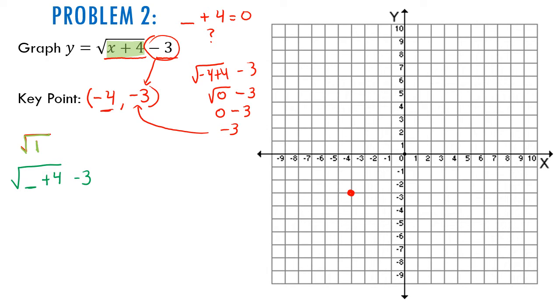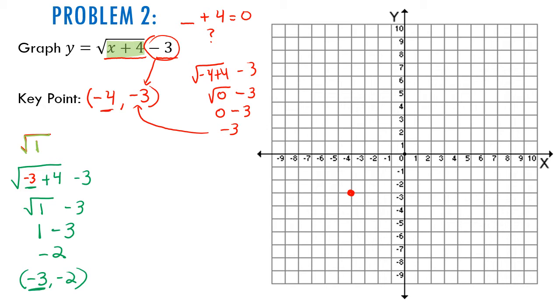Well, that would be -3. -3 plus 4 creates 1. So I have the square root of 1, and the square root of 1 is 1. Then I can minus my 3, I get negative 2. So I have another point at negative 3, comma, negative 2.